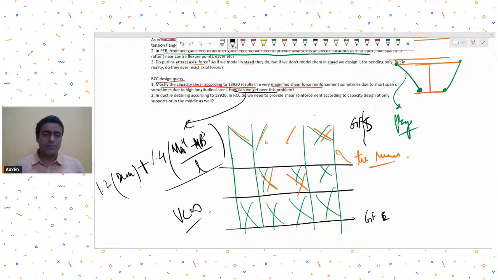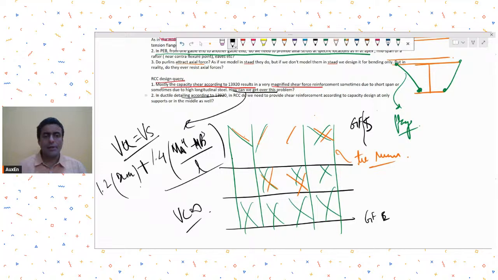difficult to have such a lot of Vs, because then all of the Vu has to be taken by Vs. There is no Vc. So yes, it does cause a lot of heavy shear reinforcement. There is no solution to this problem. This problem is because of the codal provisions, so no solution.